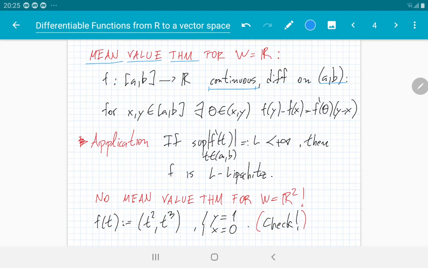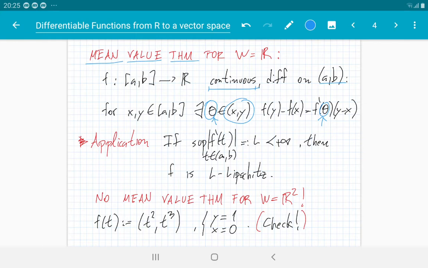Then, for any two points in AB, there exists a point in the interval between them. Here I'm abusing notation a little bit because I don't know which one of x or y is smallest, but there exists a theta in the interval between them such that the difference of f at y and at x is y minus x times the derivative at theta. So this theta here is the guy who shows up here. This is a very important theorem.